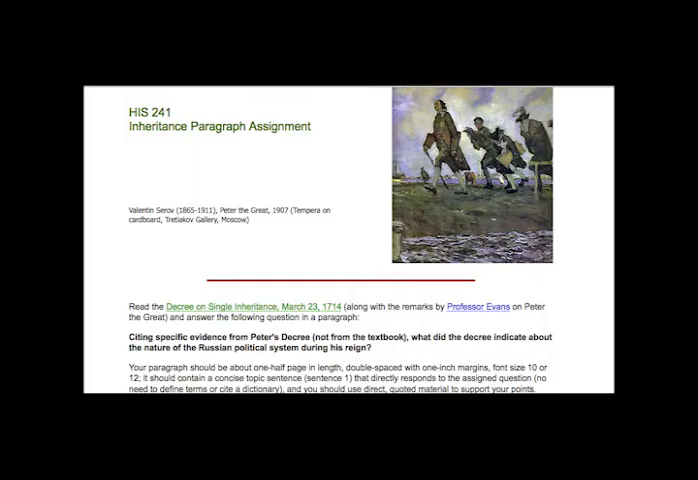What did the decree indicate about the nature of the Russian political system during his reign? And so you're going to be citing evidence from the decree to explain your interpretation of the Russian political system.